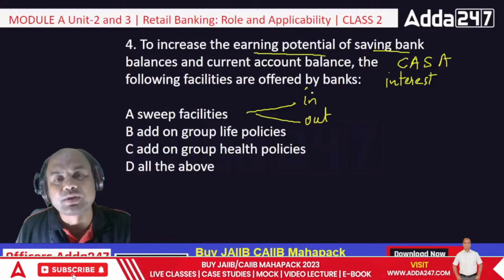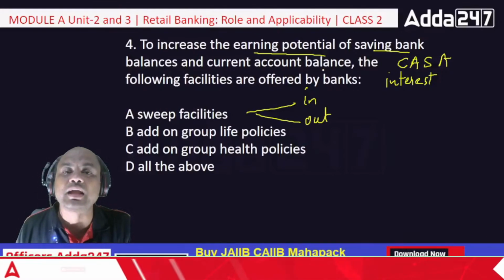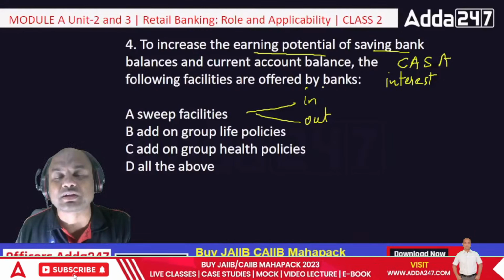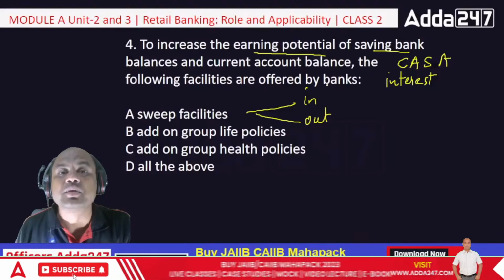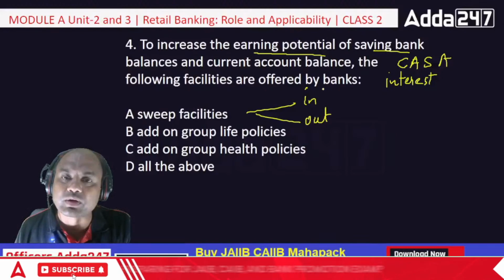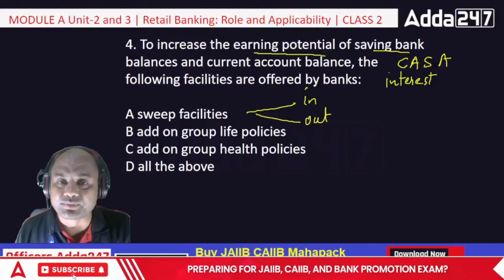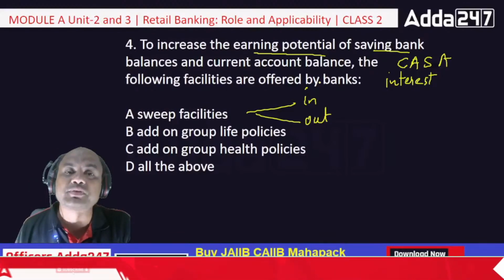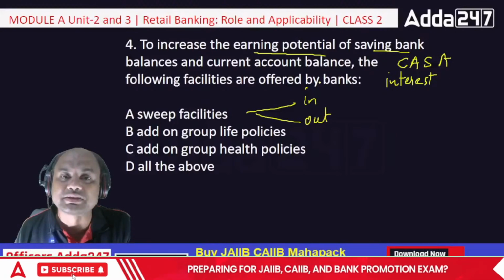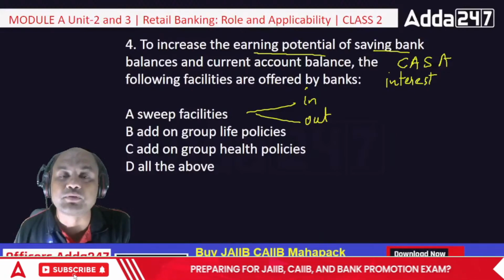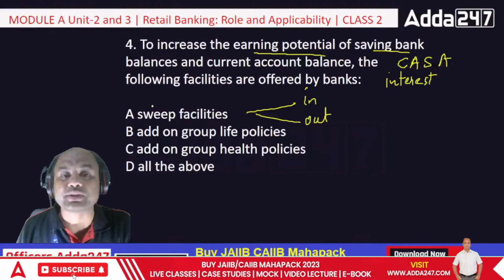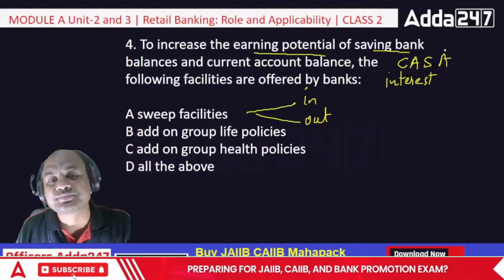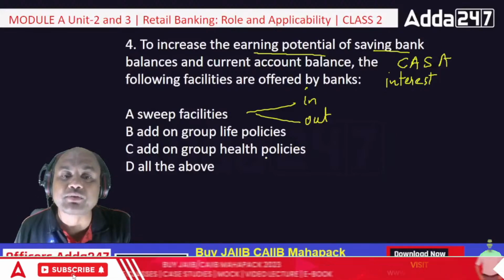Sweep in and sweep out means what? Suppose I am having this FD with your bank, and then I have a savings account also. Suppose there is a check in that savings account or some clearing to be done, but I don't have balance, so the FD is broken and the check is passed. That is one. And what is the sweep out? It's a reverse thing. Suppose I am having huge balances in the savings account, so some part of that will be converted into FD automatically. So these facilities are arranged. Add-on group life policies means you open the savings account with us, we will give you some life insurance, we will give you some health insurance.